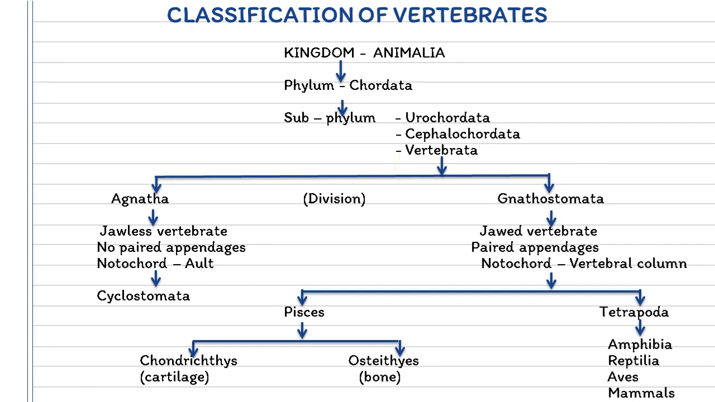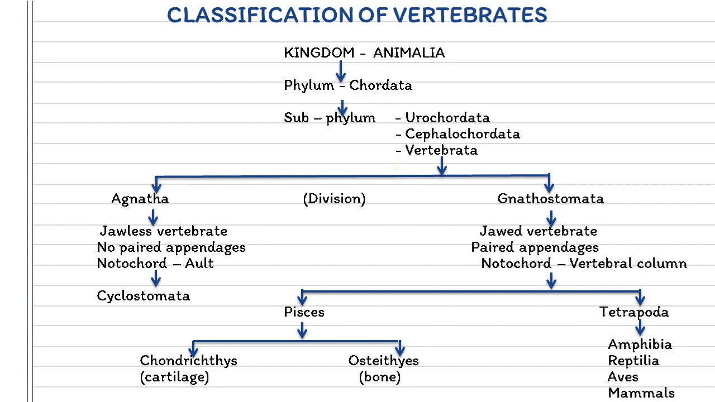And in Agnatha, the notochord persists during the adult stage. So the special feature of Vertebrata, of course, we know is the presence of a notochord or vertebral column. Here the notochord appears during the adult stage, but in Gnathostomata the notochord is converted into the vertebral column. These things we have discussed in the previous classes, right? In higher vertebrates, the notochord is converted into the vertebral column. Clear? Okay. Then the division Agnatha has only one class, known as Cyclostomata. Only one class is there, that is Cyclostomata.